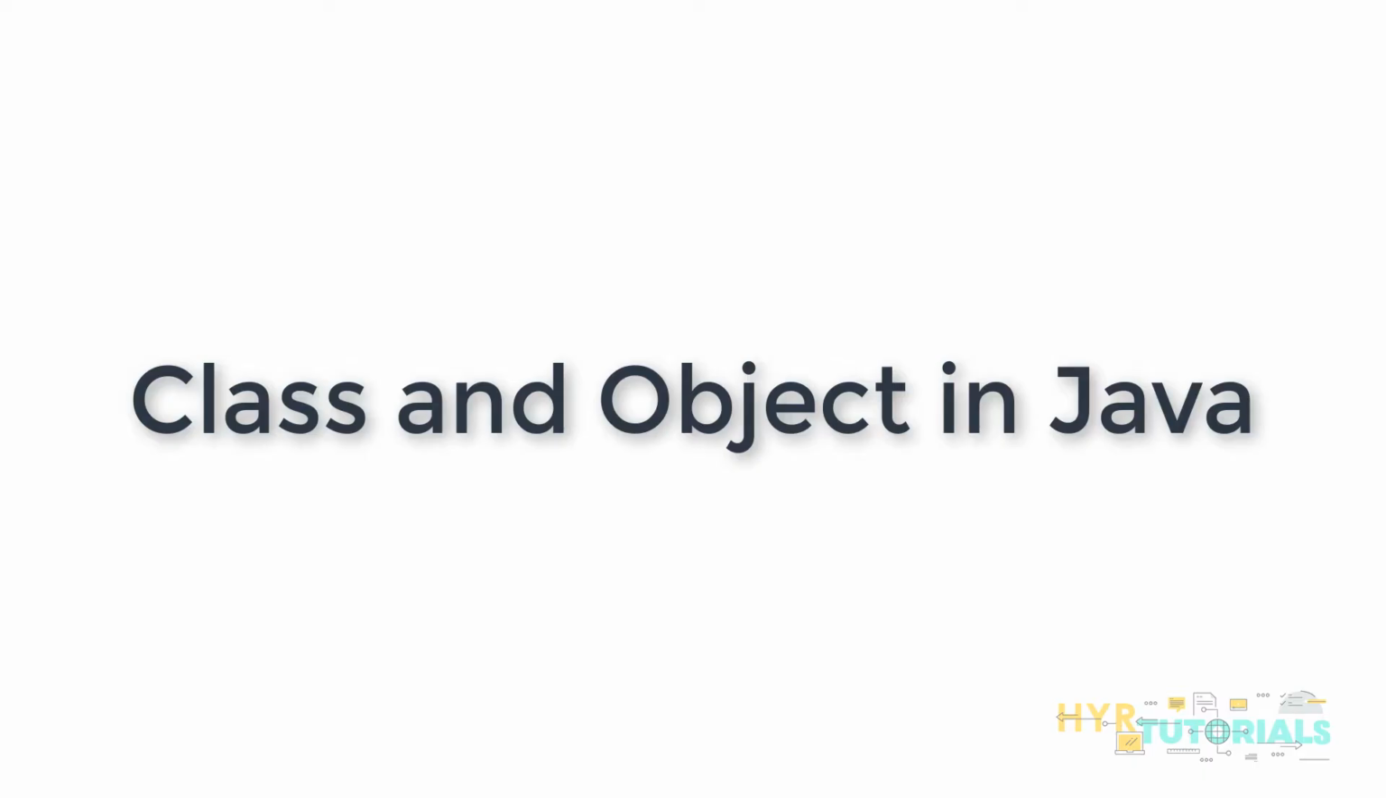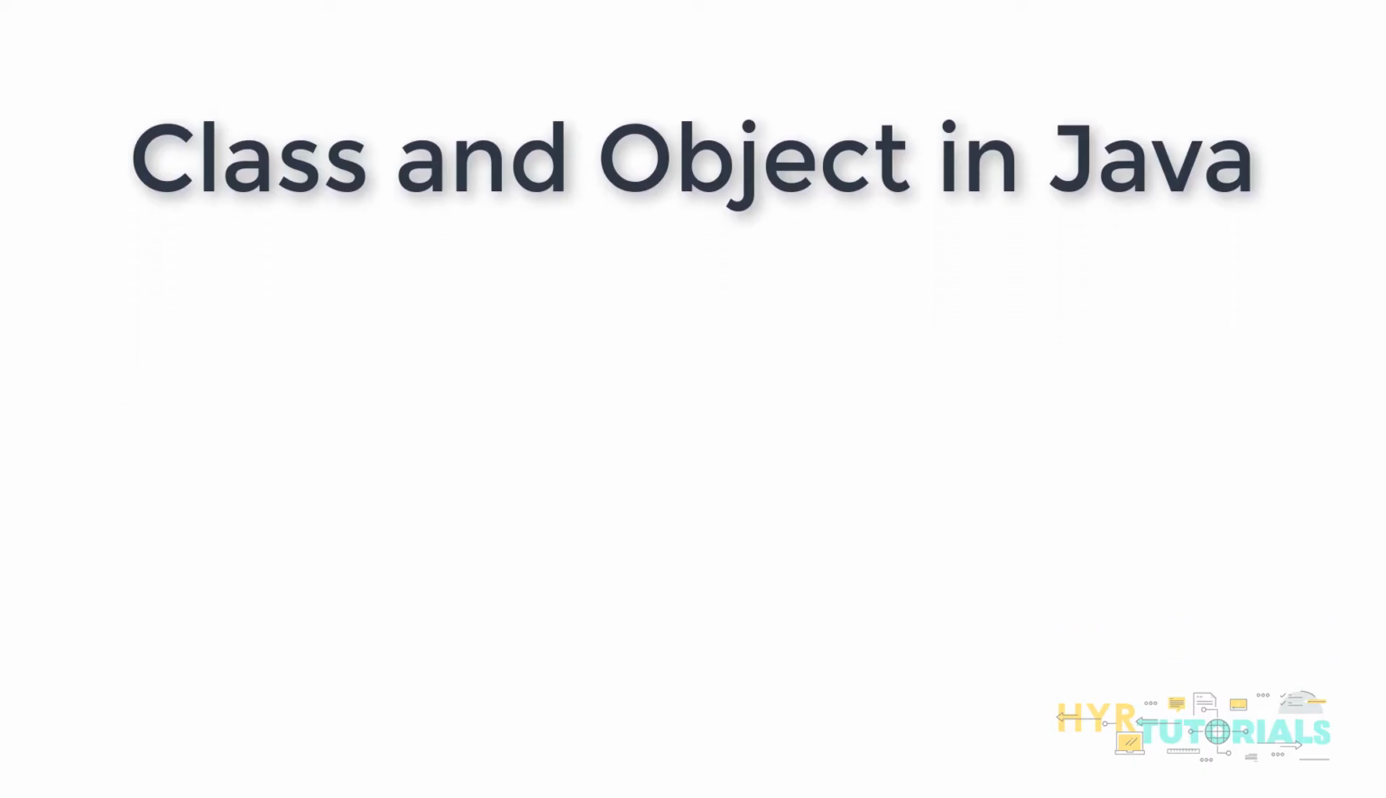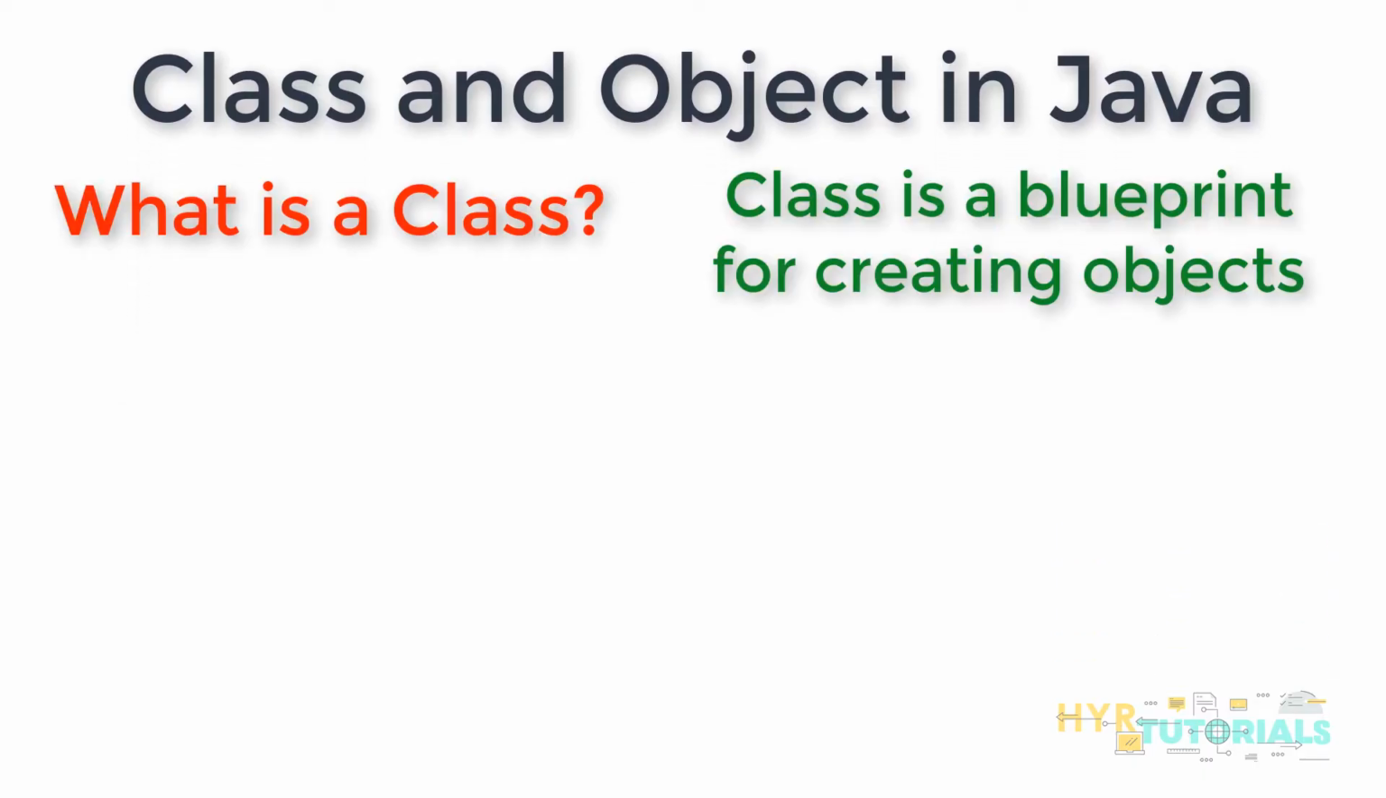In this video, I will explain about class and object in Java. So what is meant by a class? Class is a blueprint for creating objects. That means, for example, if you want to create any object in Java, you need the blueprint, okay? That blueprint is nothing but the class. Let me tell you one example, then you will understand better.